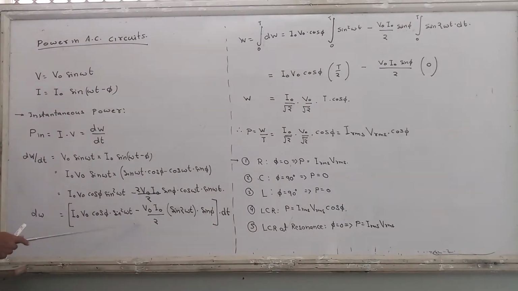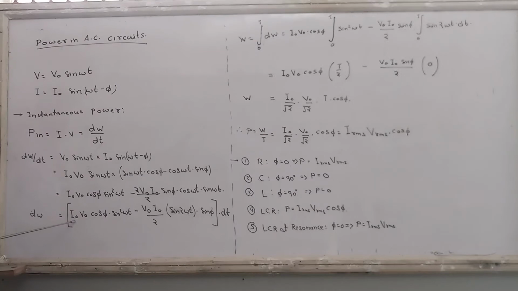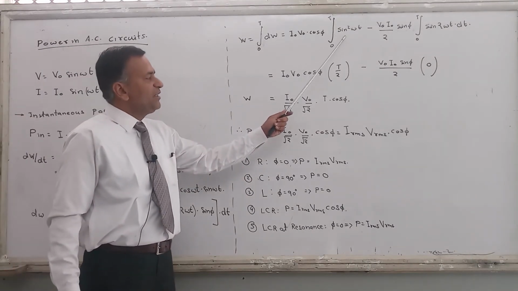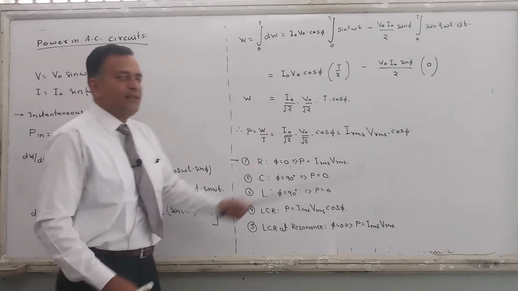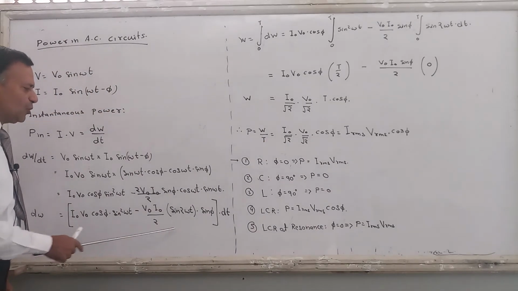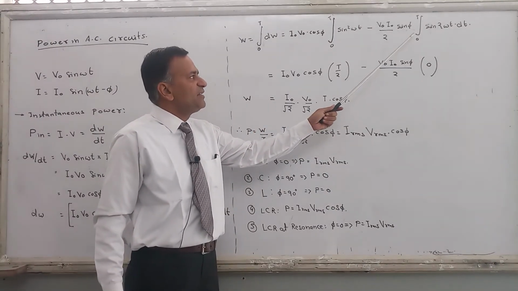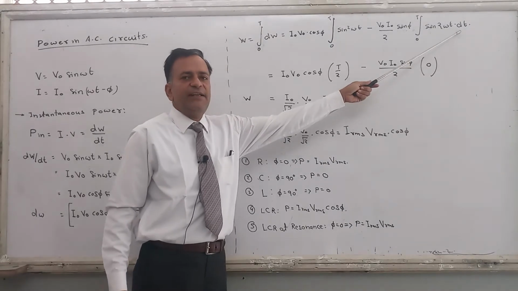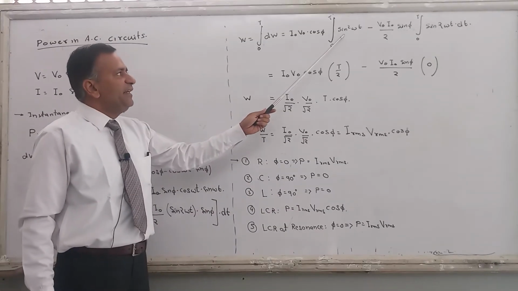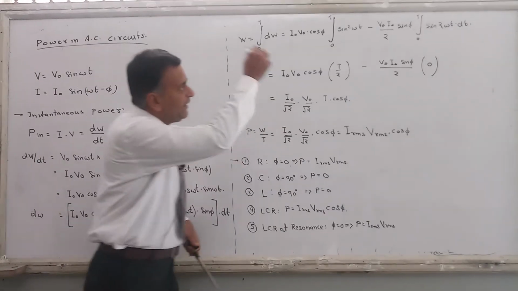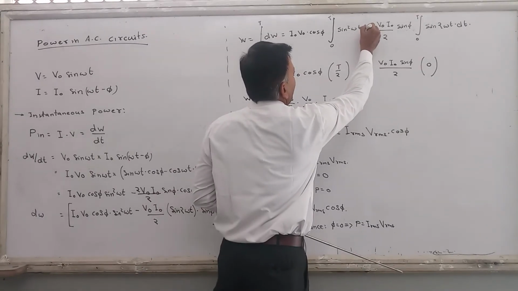Okay, now integration of this is done separately and integration of the second term is done separately. In the first term I0 is constant, V0 is constant, cos phi is constant, and integration will be done only for sin square omega t. Okay, integration only for sin square omega t minus, again see V0 I0 by 2 and sin phi, they are constants, so they have been taken out of the integration and integration is done only for sin 2 omega t dt. Okay, now when you carry out the integration of sin square omega t with respect to time, this integration is done with respect to time dt.